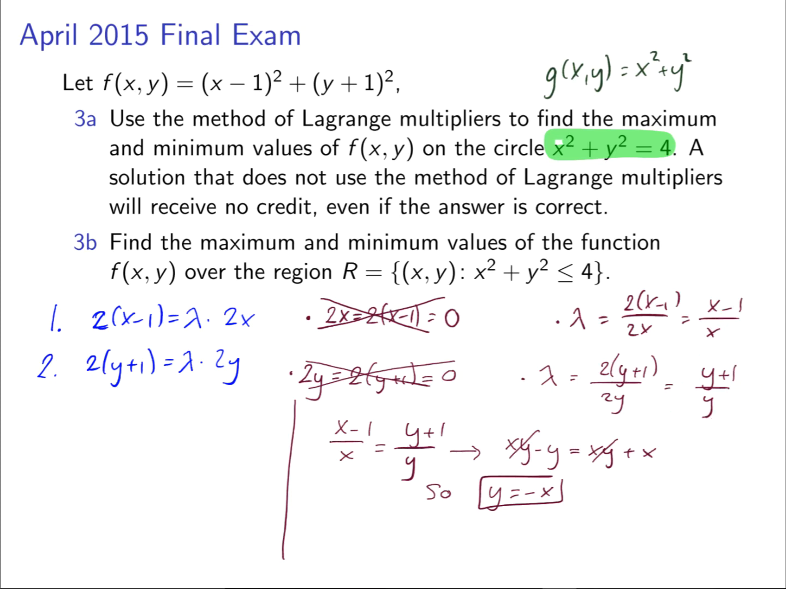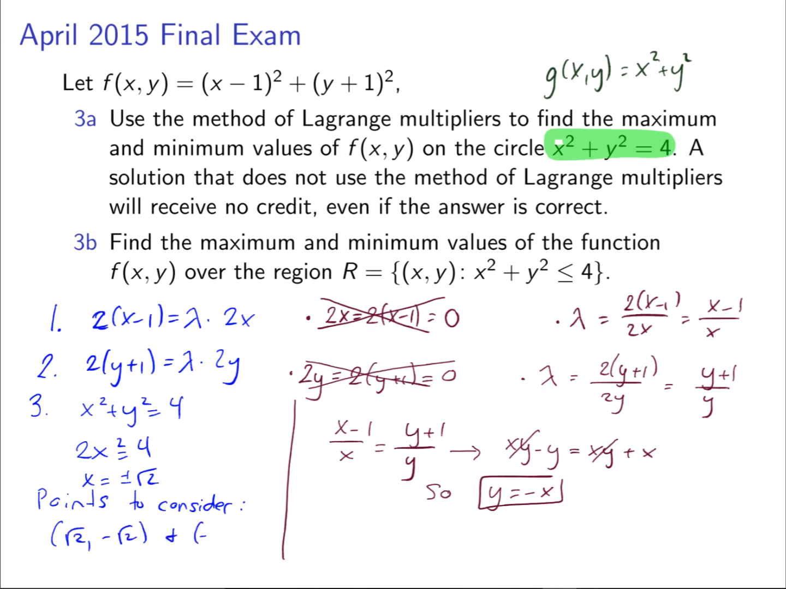Now we need to make sure that our third equation is true, our constraint. If y is equal to negative x, this simplifies to 2x squared is equal to 4. So x is plus or minus the square root of 2. So the points we get to consider are when x is the square root of 2 and y is negative x, and when x is the negative square root of 2 and y is negative x.